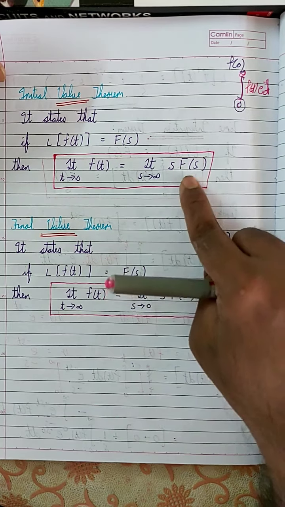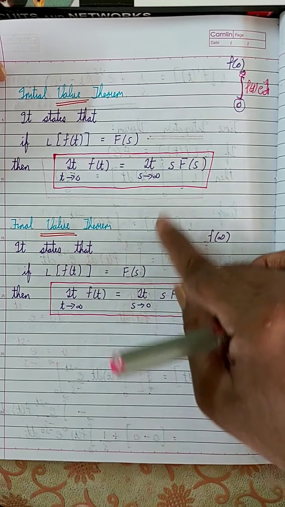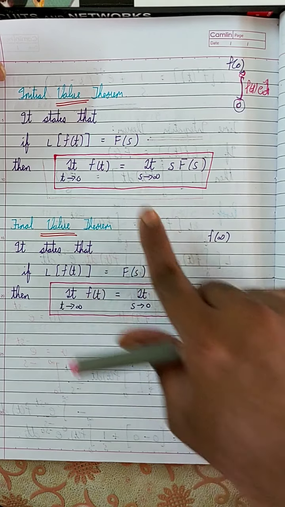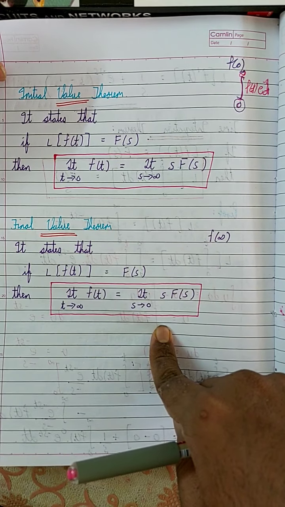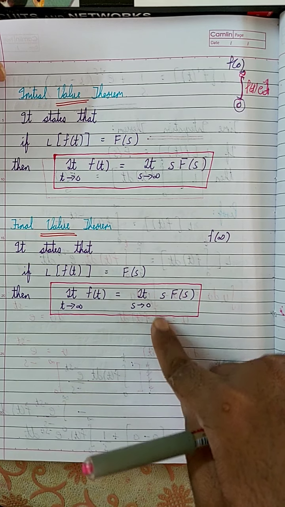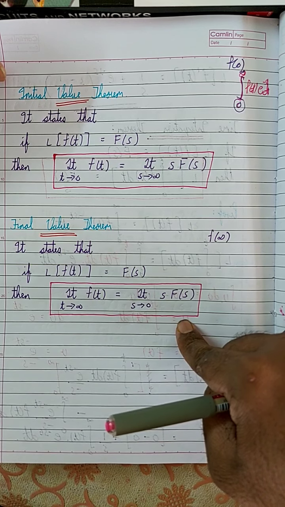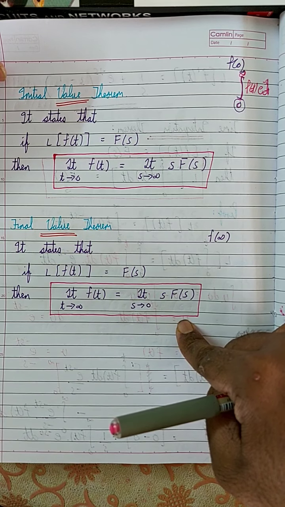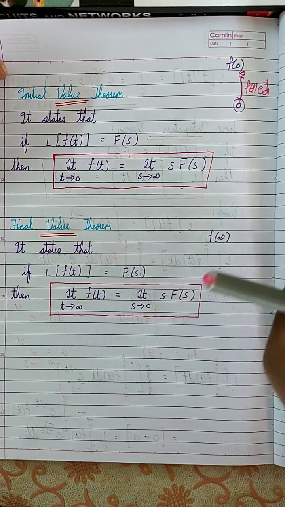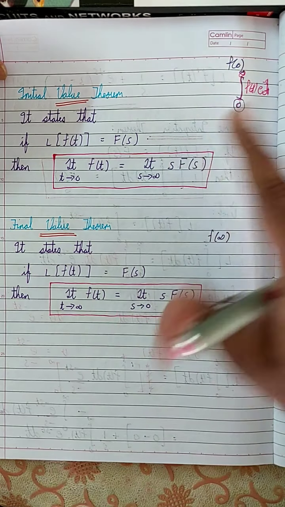If you compare these two equations, this is the only difference. If you want to find the initial value, substitute the limit as s tends to infinity. And if you want to find the final value, substitute the limit as s tends to 0. The process is the same. First you find the Laplace transform F of s, then you multiply that F of s with s, and then you substitute the value of s in that equation with 0. Like that, you will get the final value. That's all, the process is very simple.